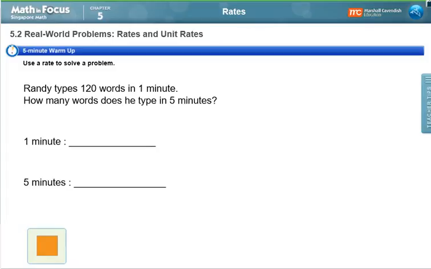Okay, so let's start off with this warm-up problem. Pause, give it a try. Randy types 120 words in a minute. How many words does he type in 5 minutes?